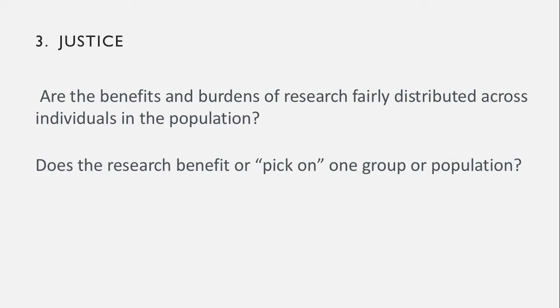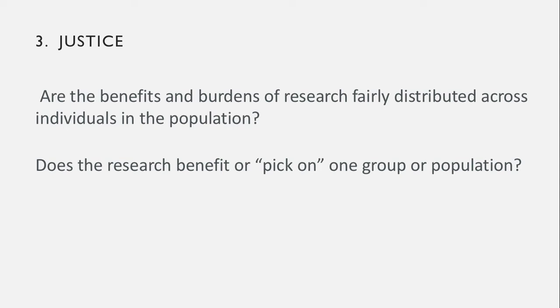And then, does the research benefit or pick on one group or population? We have to be careful when I say pick on. It's okay to have a specific population in mind that you study. For example, it's okay to say you want to study people who have OCD, or you want to study people who experience same-sex attraction. It's okay to have these ideas in your head of what population you want to study and carry those out.